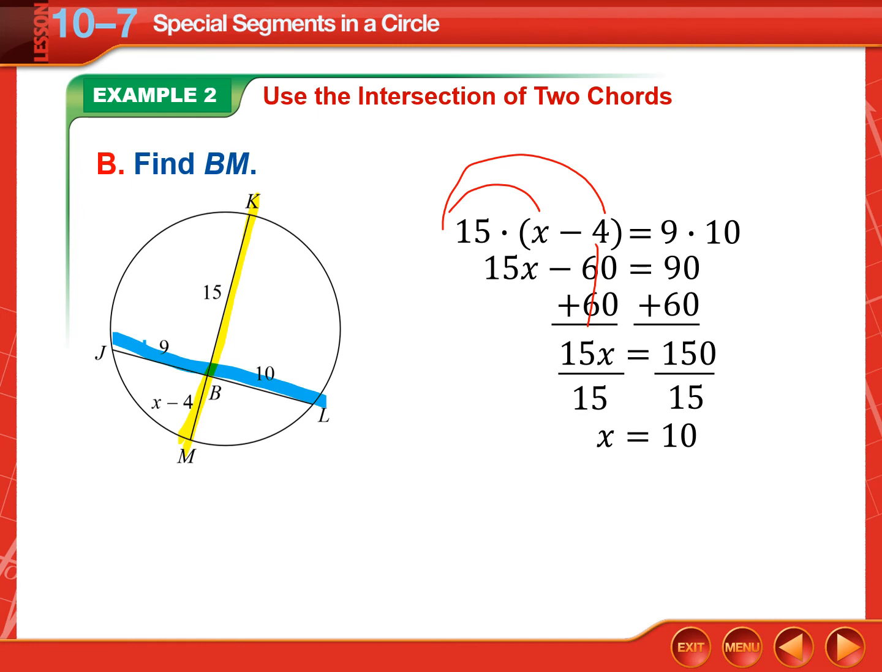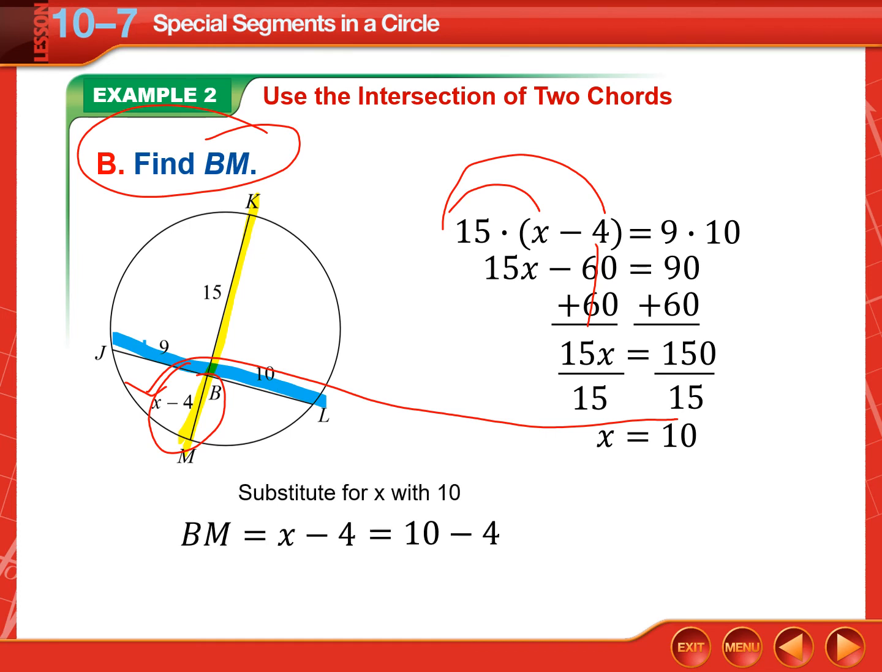Now, that is not the answer because look at what they said find. They said find BM. She's like, man, I got to find BM. Well, what is BM? Oh, BM is the length here, which is the x minus 4. So guess what I'm going to do with my 10? I'm going to put the 10 where x is. So I'm going to do 10 minus 4. And so BM equals 6. And that's my answer.